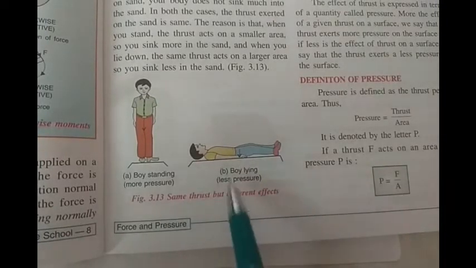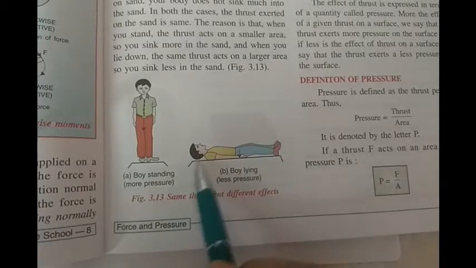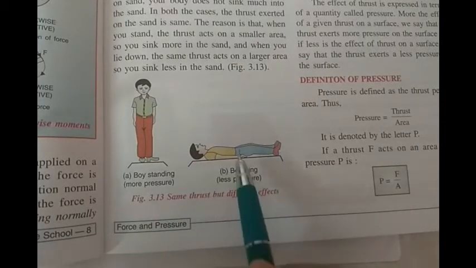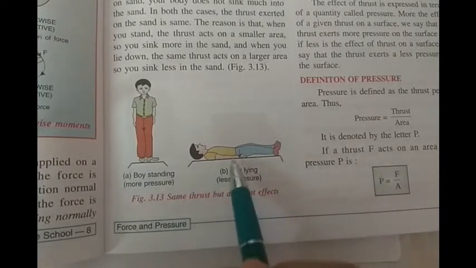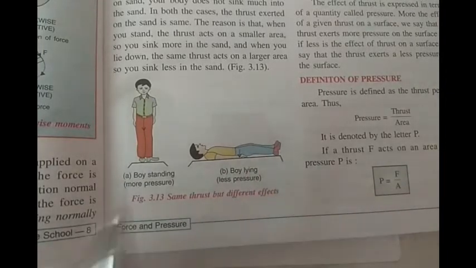Since the boy is lying down, the weight or the thrust is acting on a bigger area. So since the weight or thrust is acting on a bigger area, the pressure decreases. Pressure is lesser in this case.